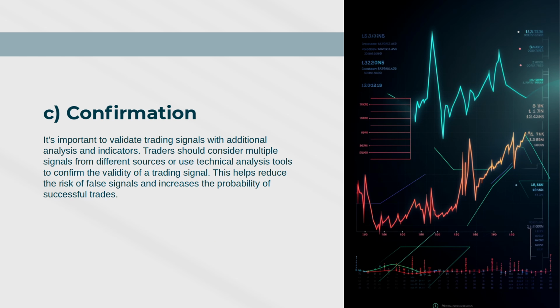C. Confirmation. It's important to validate trading signals with additional analysis and indicators. Traders should consider multiple signals from different sources or use technical analysis tools to confirm the validity of a trading signal. This helps reduce the risk of false signals and increases the probability of successful trades.